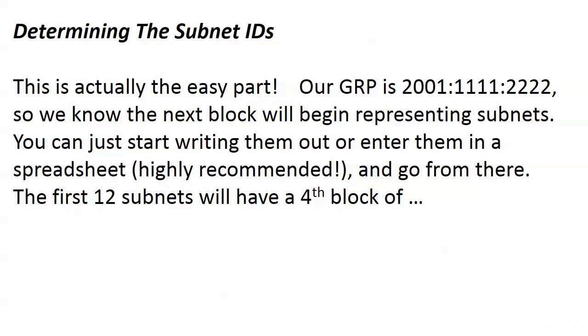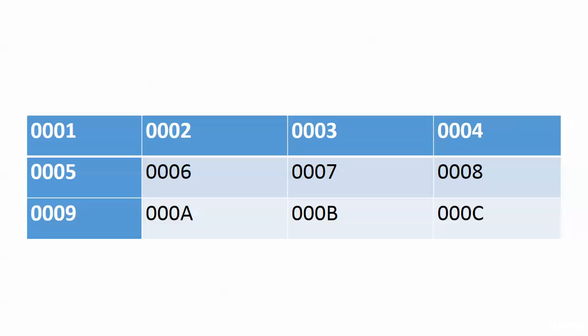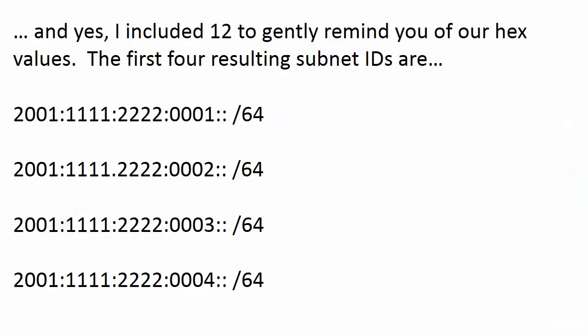You just go from there and start with, well, what would you start with? The first subnets would have a fourth block of 0001, and then frankly just 2, 3, 4, 5, 6, 7, 8, 9, and then A, B, and C. And what would the next two be? D and E, and then another one would be F. That's as far as you could go because we're doing hex. I used this number of subnets in particular just to gently remind you of the hex values that we're using here.